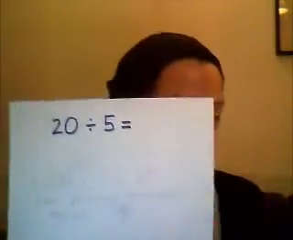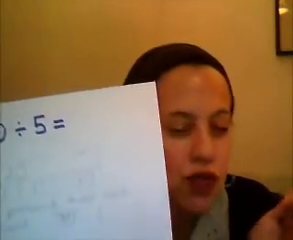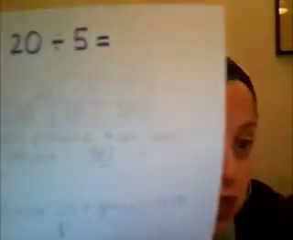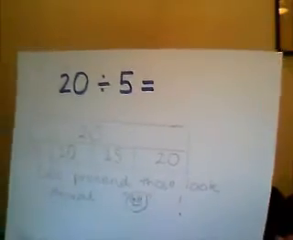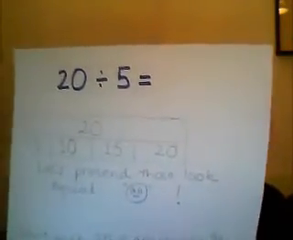And when we look at this, it helps us really understand that this is asking us, if we start with 20 and we group them into 5s, how many 5s are in 20? That's what that bar model is saying to us. How many 5s are there in 20? Well, there are 4. There are 4 5s in 20.